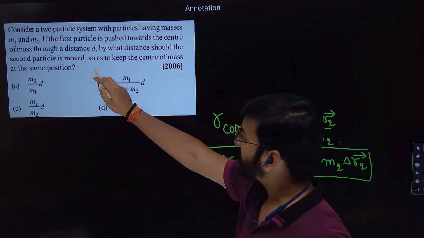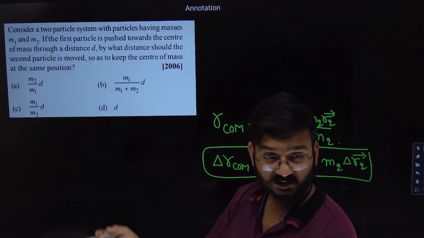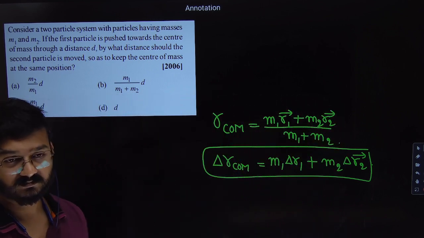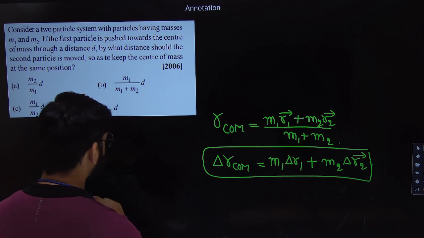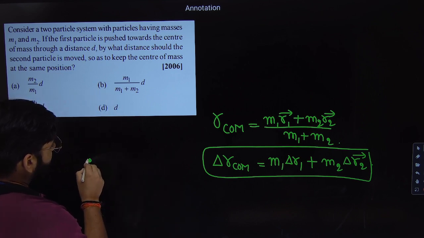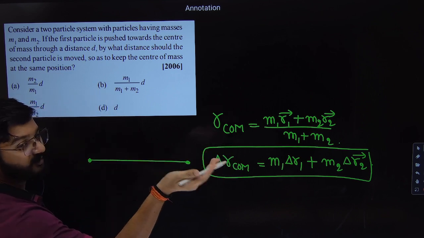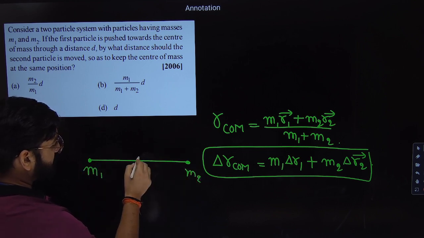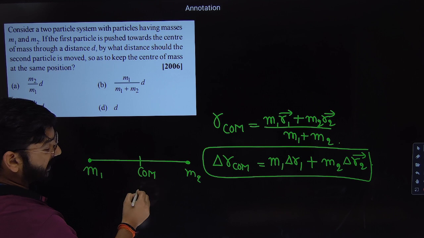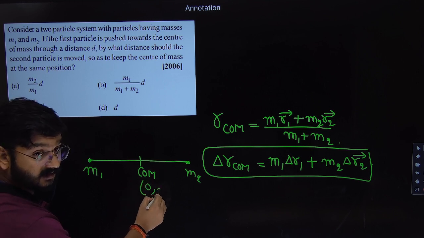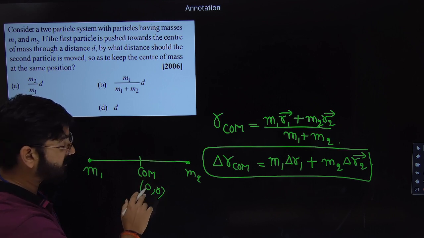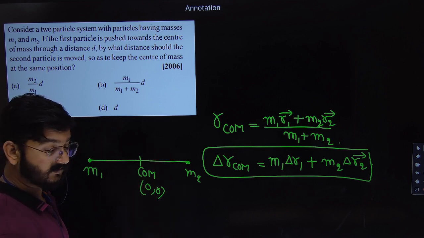The first particle is moving d distance towards the center. So plus d or minus d? Minus, it is moving towards left. I know that you would have taken the opposite, no problem, that is also correct. M1, M2. This is the center of mass. I am taking the center of mass to be the origin. Whenever nothing is mentioned, you take the center of mass as origin.